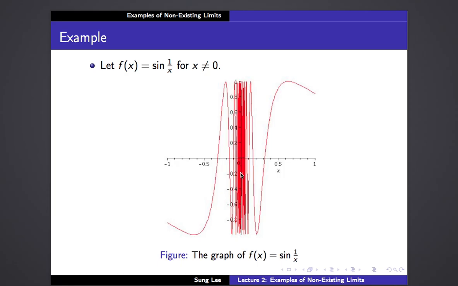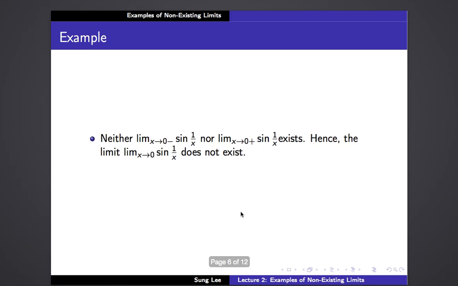But from this picture, you see that the graph doesn't appear to be going anywhere. It just keeps oscillating. So in fact, in this case, neither the left-hand limit of sine of 1 over x at x equals 0, nor the right-hand limit of the same function at x equals 0 exist. Therefore, in this case, the limit does not exist, all right? So, neither of them does exist.